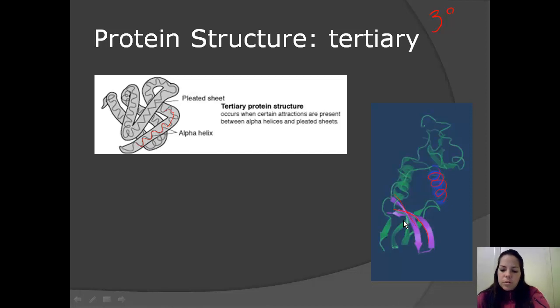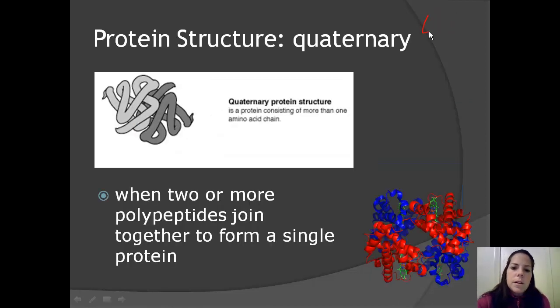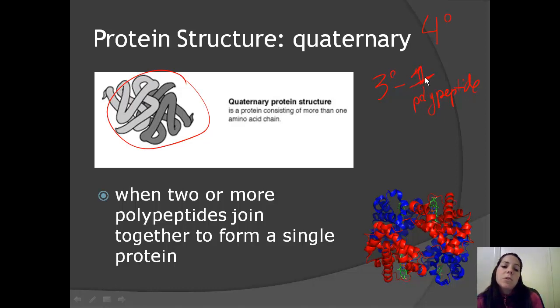So let's move on to the final level of protein structure, quaternary structure. And how does this occur? Basically, quaternary structure is when two or more polypeptide chains come together to form this large protein. So if we go back to tertiary structure, that is just one polypeptide chain. So when you bring two tertiary structures together, then they're going to form a quaternary protein structure. And down here, you can see that hemoglobin is made up of at least two polypeptide chains due to the different colors.